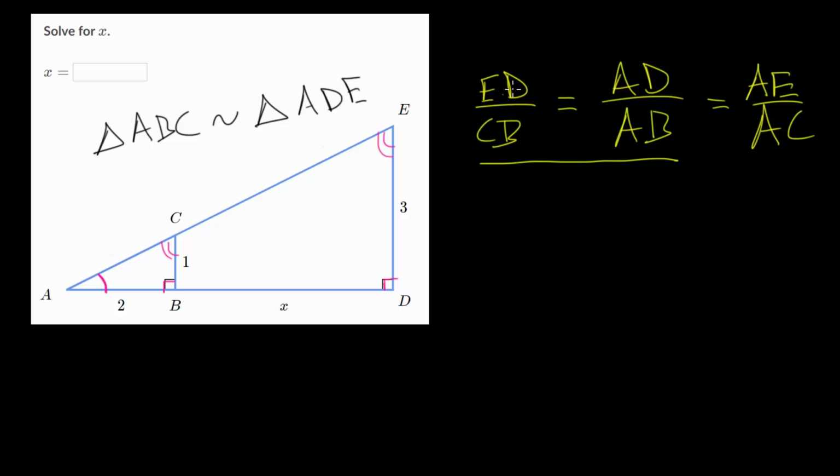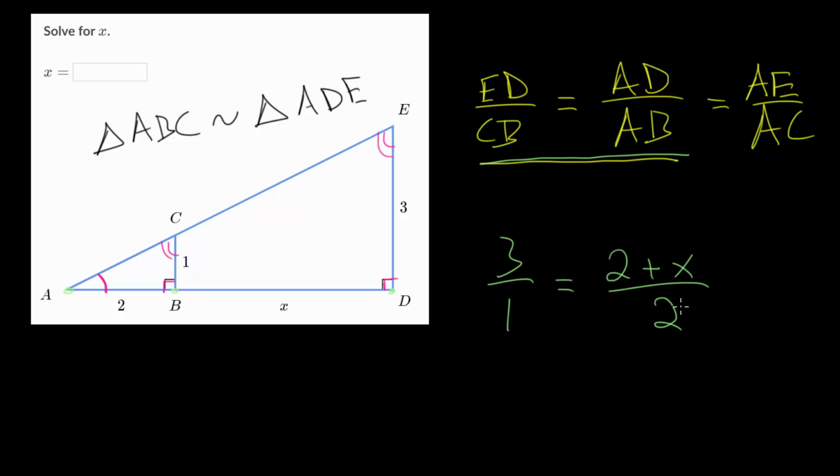And just plugging in information, we have that ED is 3, CB is 1, and this is equal to AD, which notice is composed of AB plus BD. And we can write that as 2 plus x, since at this point we don't know what x is. And we're dividing this by AB, and AB is 2. And now we have an equation where we can solve for x.